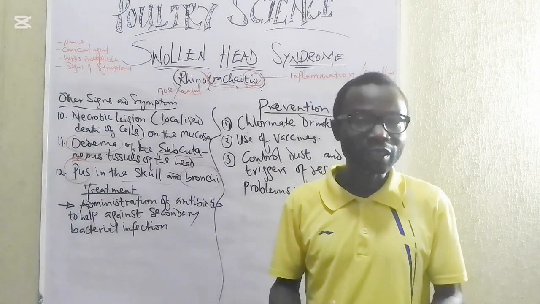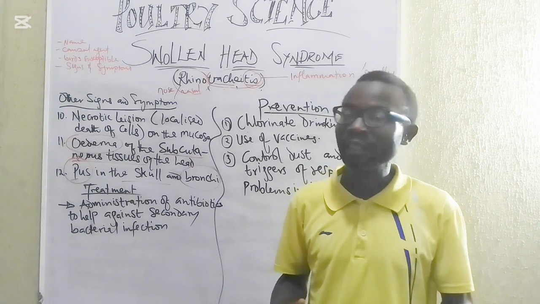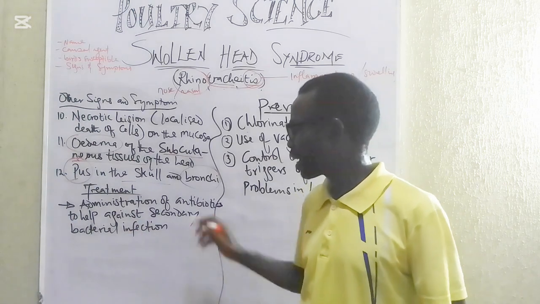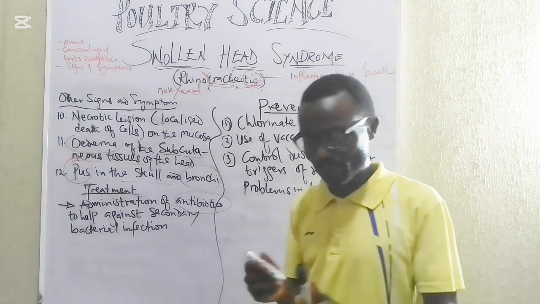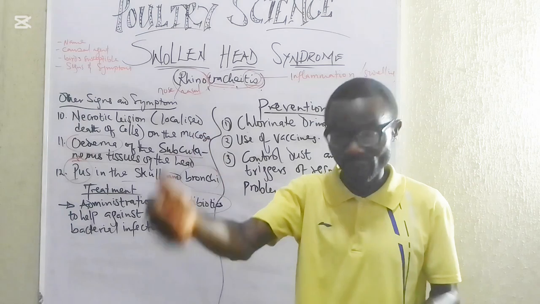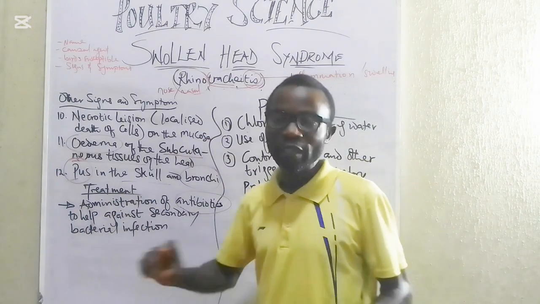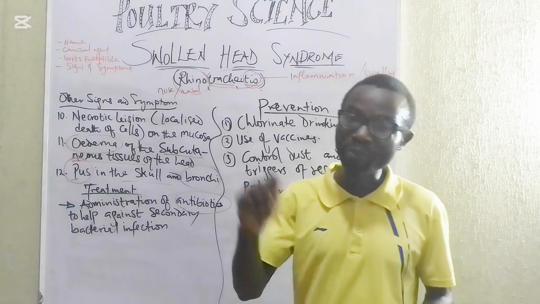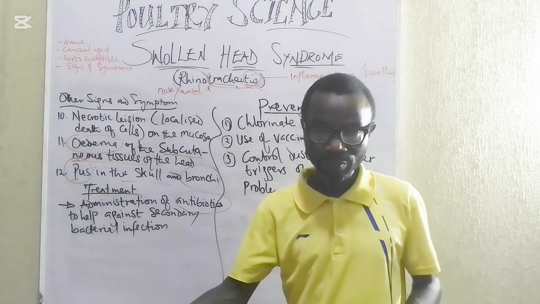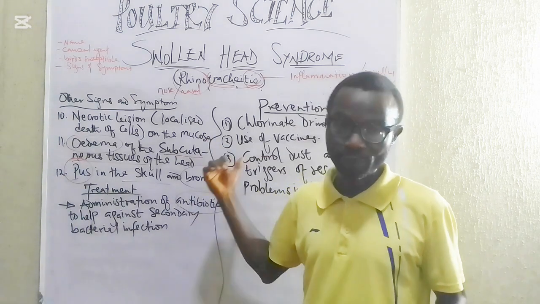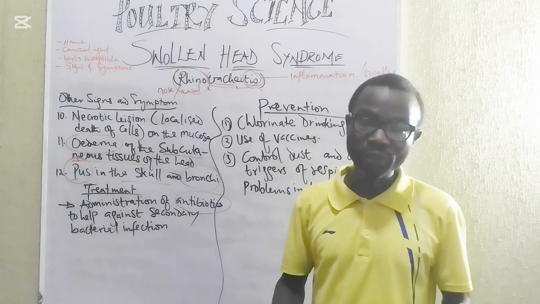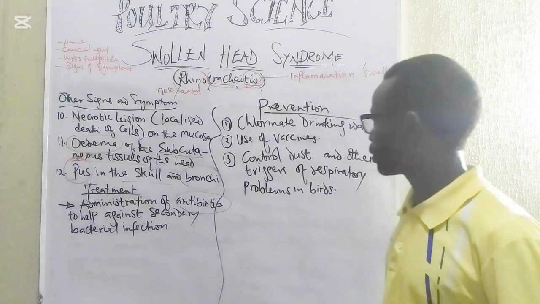But when you administer antibiotics, it is to make sure that the primary ailment doesn't lead to a secondary one. So that is what it is. In this case, what that tells us is that it is far better to prevent certain ailments than treating them. Now, what are the preventive measures?